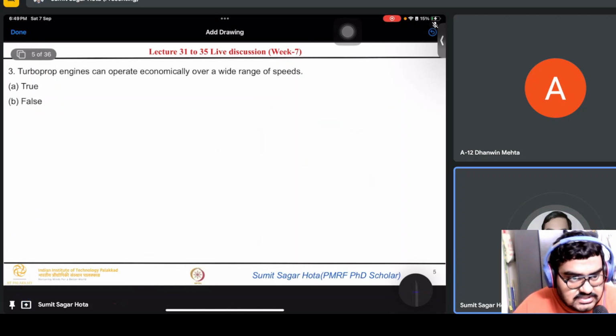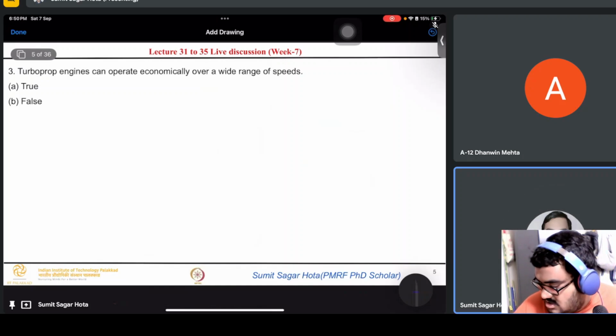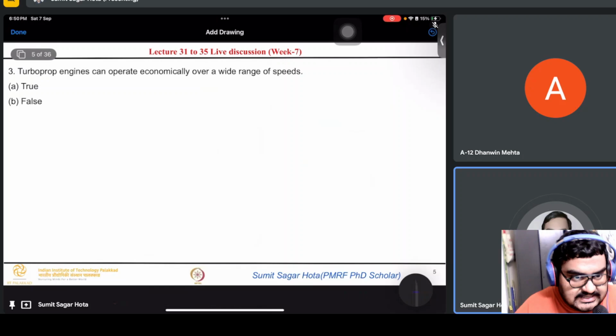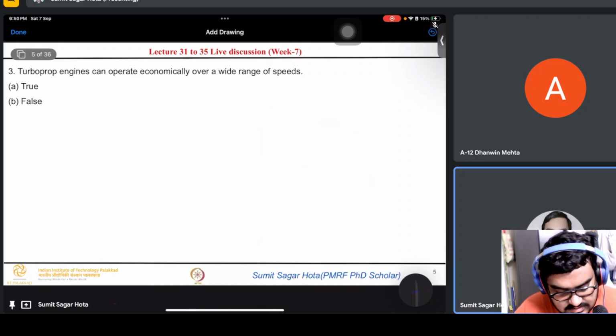The next question is, the turboprop engine can operate economically over a wide range of speeds. Is it true or false?